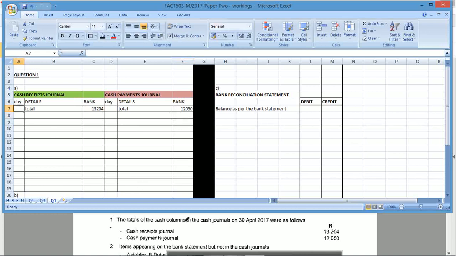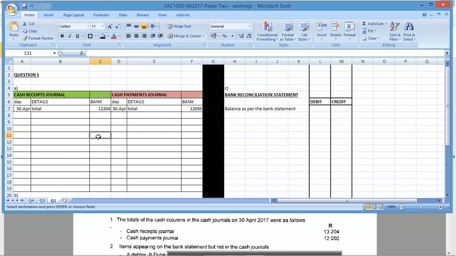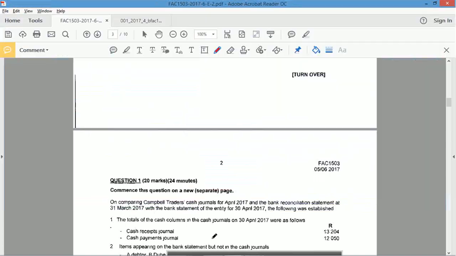What day would you put there? Last day of the month, 30th of April. Everything will be 30 April because it's at the end of the month. You do the bank recon monthly.